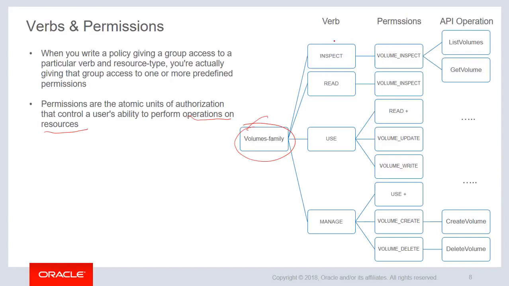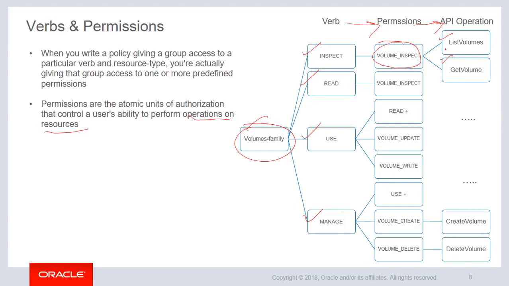Now within that we can have different levels of access, as we looked at earlier. So there's inspect, read, use, and manage, with manage having the highest level of access. Each of these verbs also has a permission, and the permission leads to an API operation. For example, your inspect verb has a permission called volume inspect, which means you can inspect a volume, and there are two kinds of API operations you can perform as part of that permission. You can list volumes and you can get volumes.